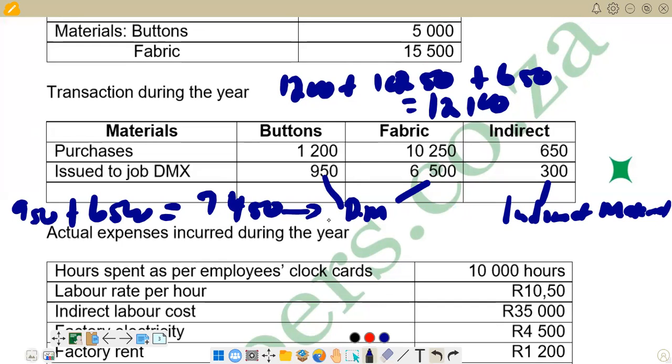So remember, this material is being issued, so we are taking it from the material control. When we received the material, we debited. Now we are issuing, so it means we are crediting to reduce the amount that we have there. So we are crediting material control, then we debit production control. The same thing that we are going to do to indirect material: we credit material control, and then we debit the manufacturing overhead. So this is what we have. We can just go there to make the double entries.